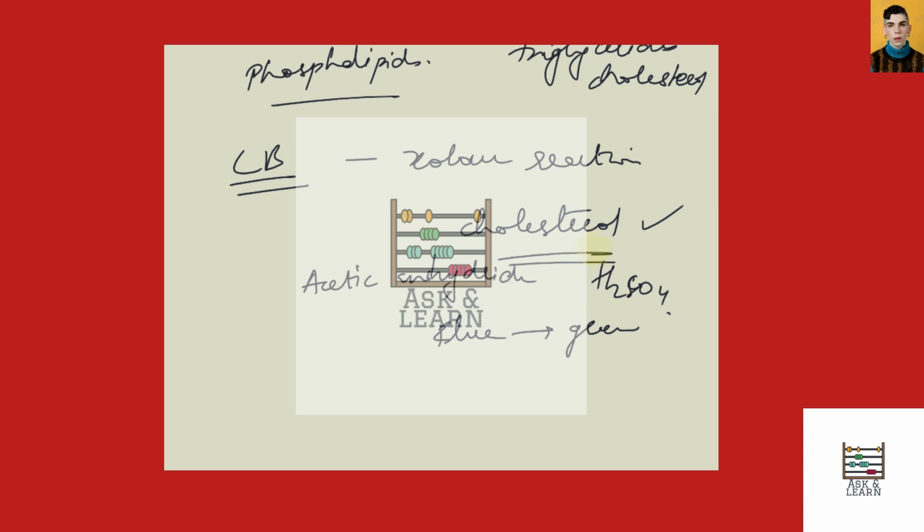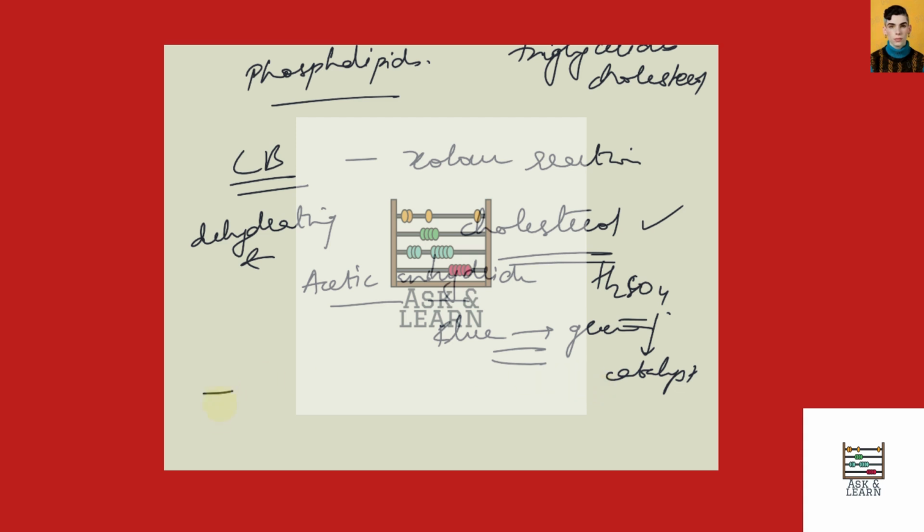The importance of each reagent is as follows. Acetic anhydride acts as a dehydrating agent. Dehydrating agent promotes the formation of colored complex. Concentrated sulfuric acid acts as a catalyst and provides the necessary acidic environment for the reaction.